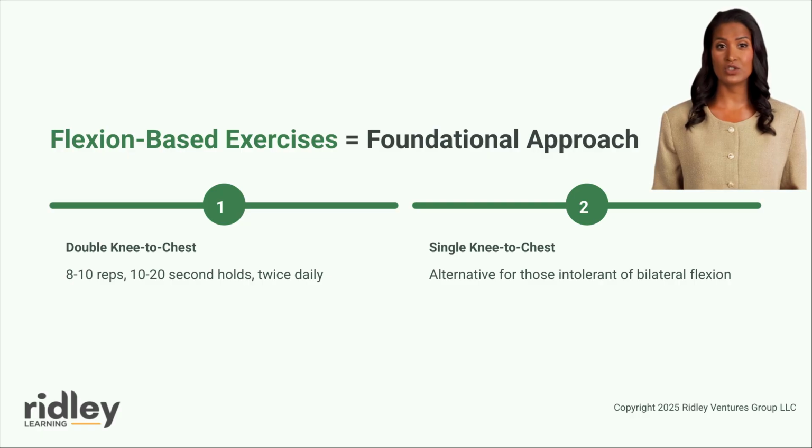Posterior pelvic tilt exercises in supine position engage the abdominal muscles to flatten the lumbar lordosis against the supporting surface. While producing less extreme flexion than knee-to-chest exercises, posterior pelvic tilts develop the motor control and muscular endurance needed to maintain reduced lordosis during functional activities. The exercise should be performed with sustained holds of 5 to 10 seconds, progressing to longer durations as endurance improves. Integration of posterior pelvic tilt awareness into standing and walking represents a key functional progression.